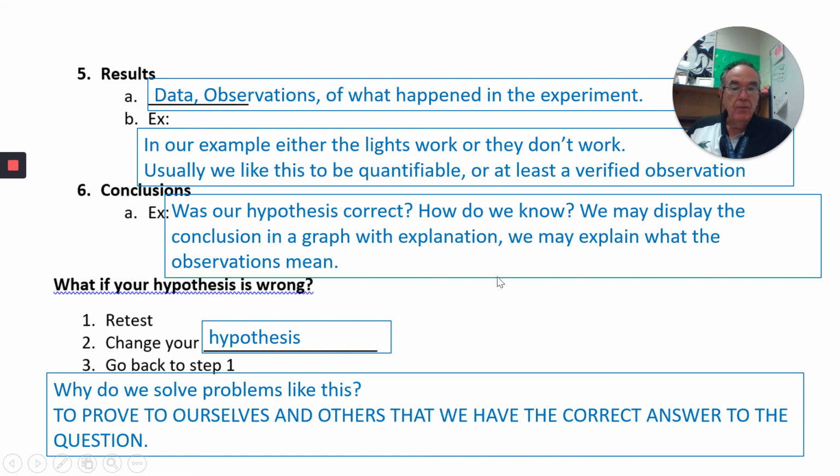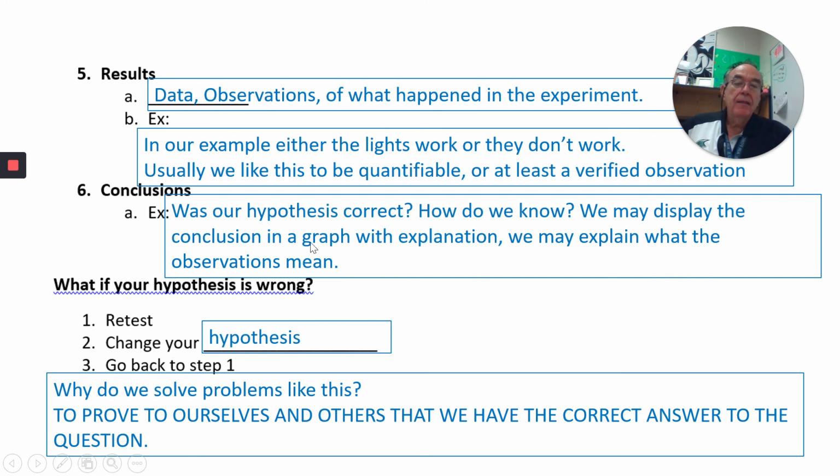Why do we use problem solving like this? To be able to prove to ourselves and others that we have the correct answer to the question. So if you said the light bulb in my room was burnt out, and whoever you live with, your parent or guardian, said, how do you know? You could say, well, I went in and I observed that the electricity was still on. I tried a new bulb. The new bulb worked. And I can verify and prove that I was right.